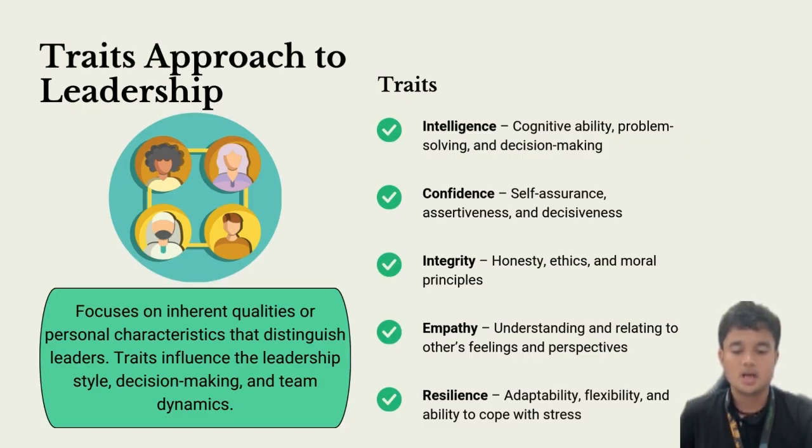Next is integrity. Under integrity is honesty, ethics, and moral principles. A person with integrity is consistent with their values, beliefs, and actions, making them trustworthy and dependable. Not only about being honest, but also being fair, responsible, and accountable.